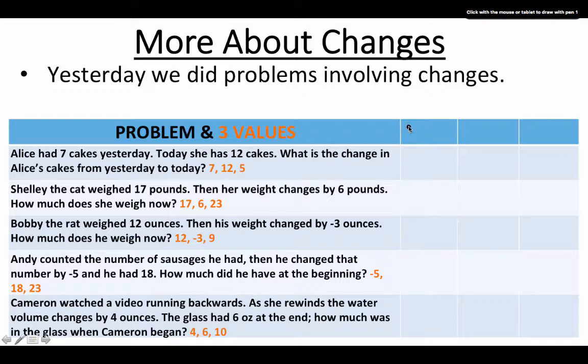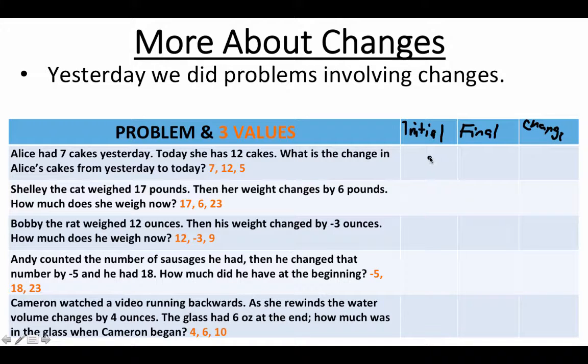In the end, I was very happy to see that most people were able to identify these three categories to which all of these other values for almost every single problem belong. There is the initial value, there's the final value, and there's the change.